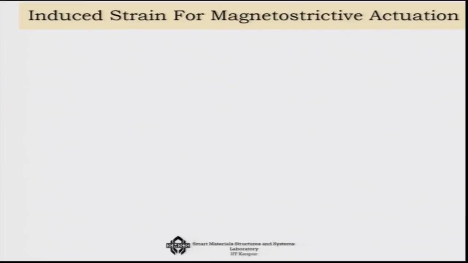Now, how do we model the induced strain actuation? Let us try to work it out. We have done it earlier also. So, let us consider that we have a beam system like this. Okay. So, we have a beam. On that beam, I have fixed this magnetostrictive mini actuator. For the time being, let us also neglect the shear lag effect.